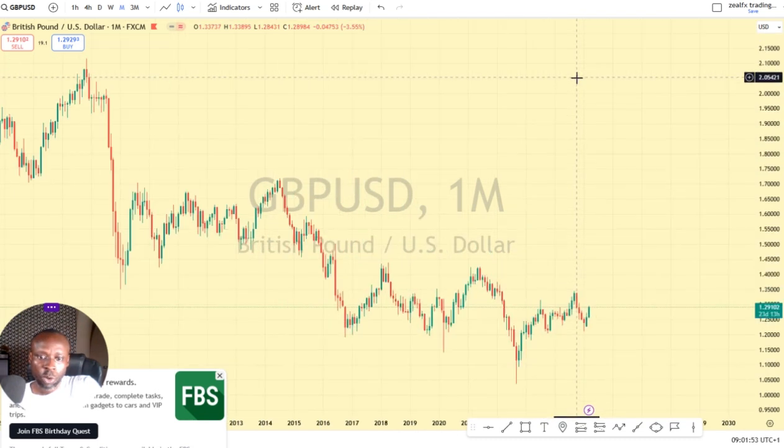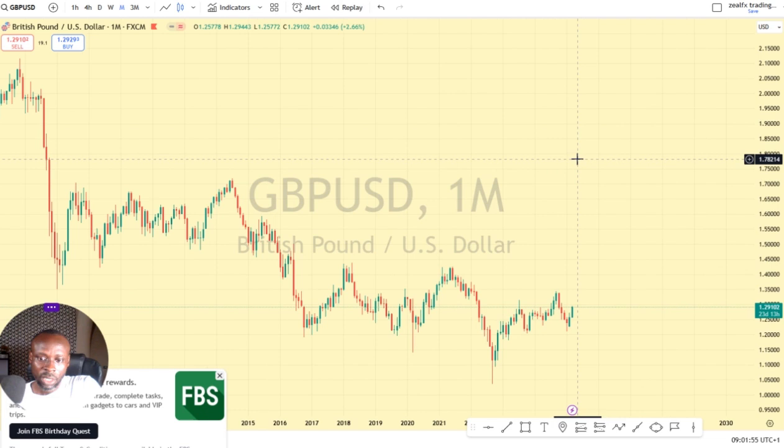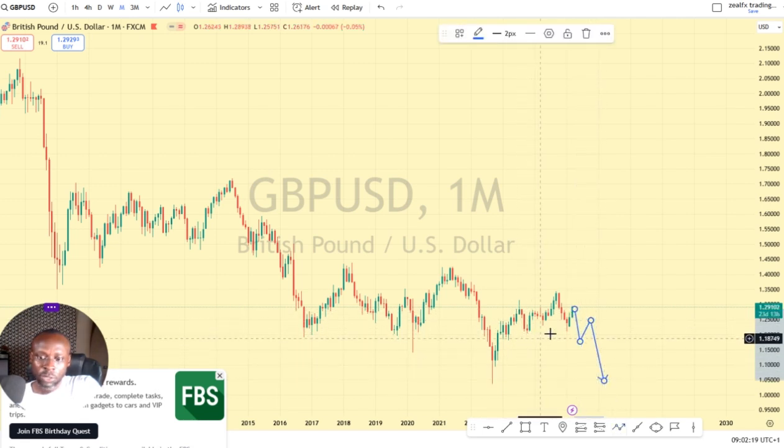So let's look at the structure of the Great British Pound USD on the monthly chart. You can see from my inner structure and the major structure, on the major structure we are still on a downtrend, but on the inner structure we still have a series of higher lows. So as long as we have this series of higher lows, we expect price to break below it before we can resume our downtrend for the Great British Pound USD. And the price of the Great British Pound USD on the monthly chart still remains on a downtrend.